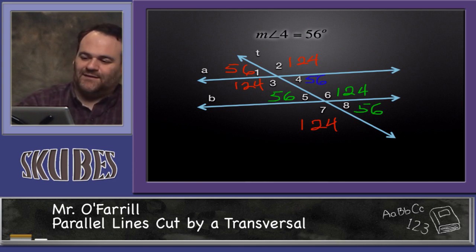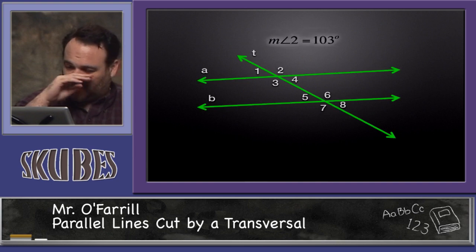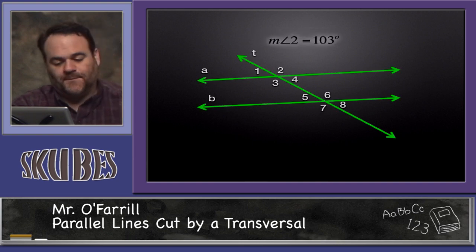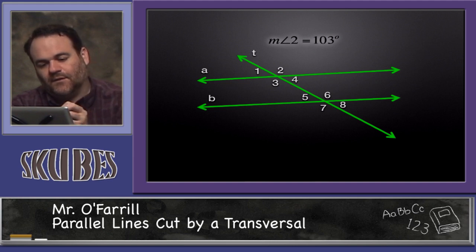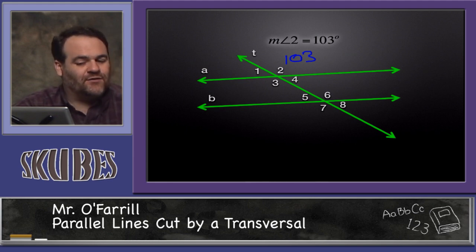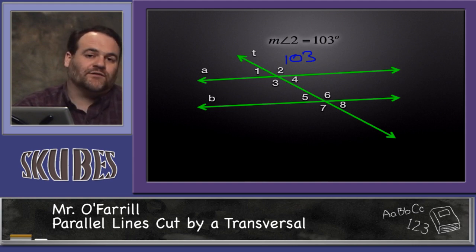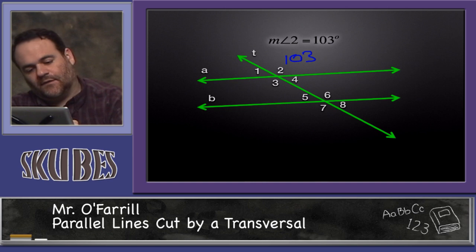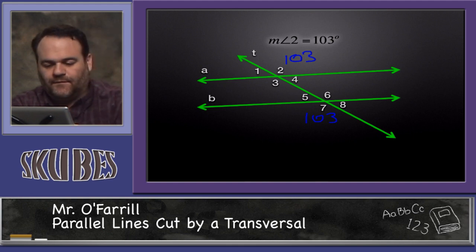You doing well? Fantastic. Then let's take a look at one more example. This time we're going to see angle 2. Angle 2 is 103 degrees. It is an exterior angle, so let's start with alternate exterior angles. Which angle is the alternate exterior to angle 2? Angle 7 is alternate exterior. What's the relationship for alternate exterior angles? Good. Congruent. So this one is 103 degrees.